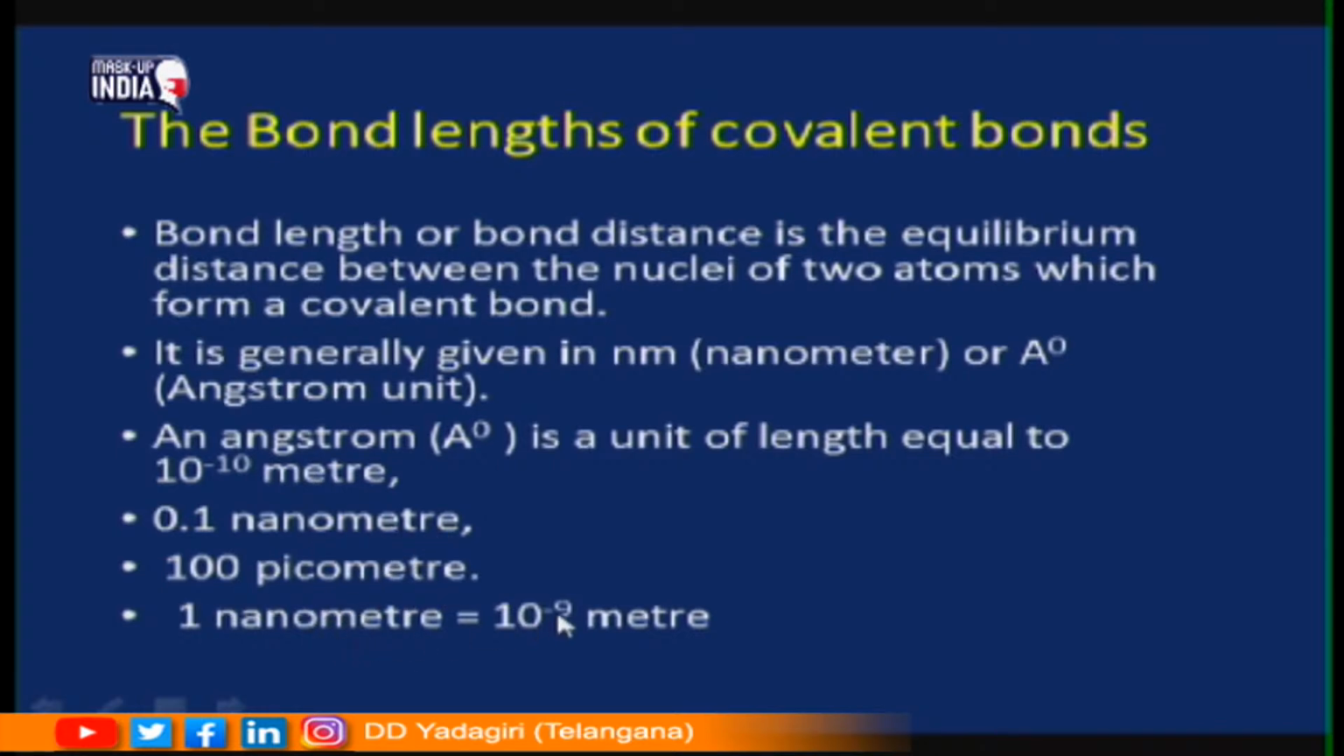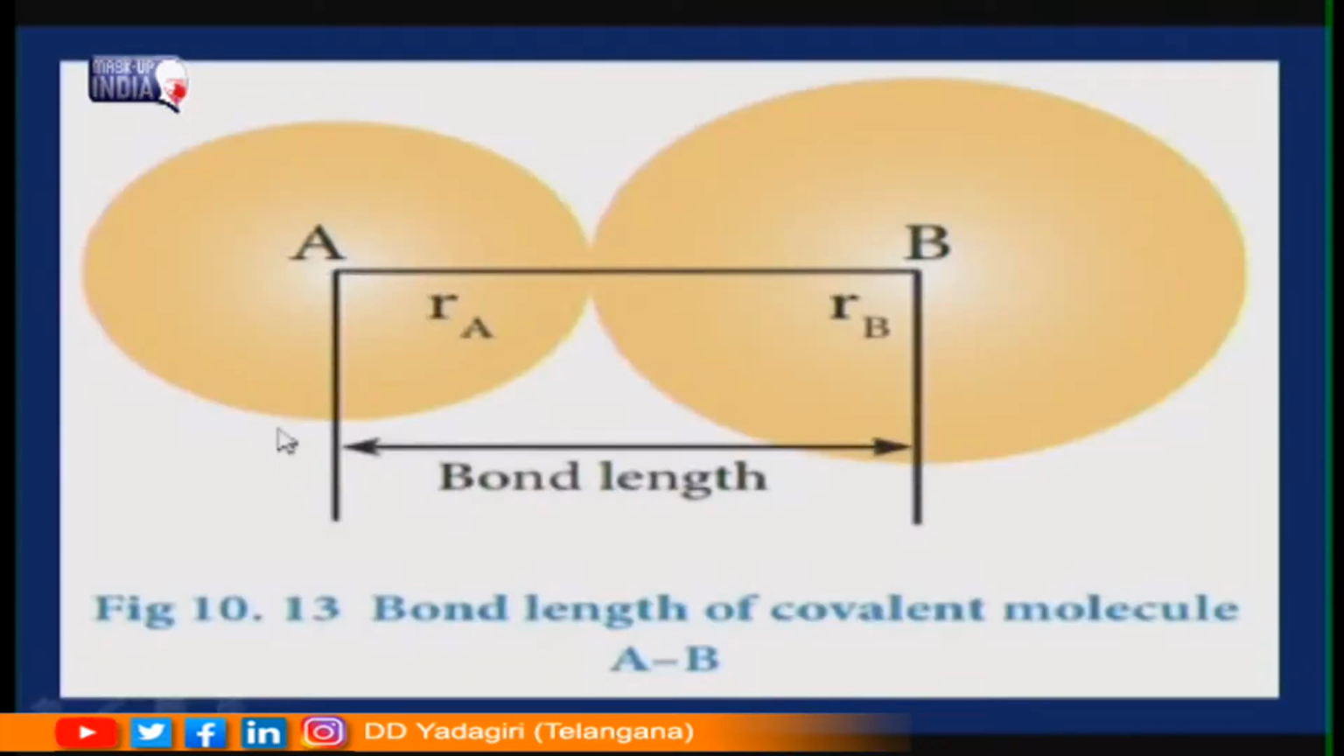What is 1 nanometer, children? It is actually 10 to the power minus 9 meters. So, bond length can be measured as it is very small. The length between the two nuclei of a bonded molecule is so small that it is represented in terms of angstroms. So, look at this picture, children. A and B are the two atoms of a molecule.